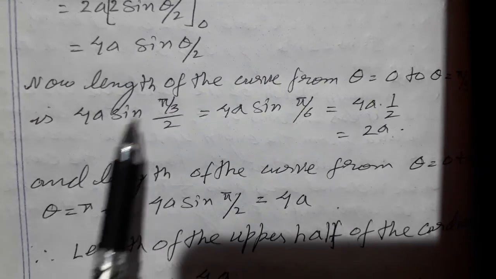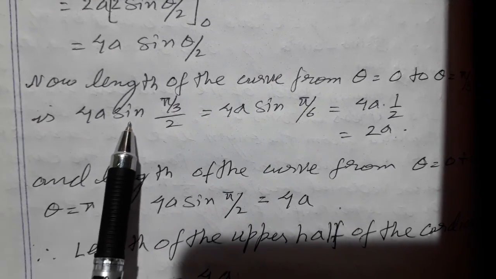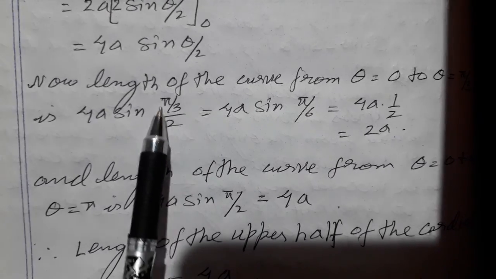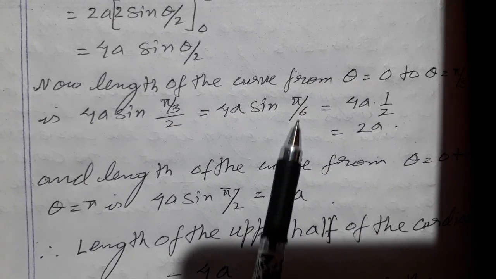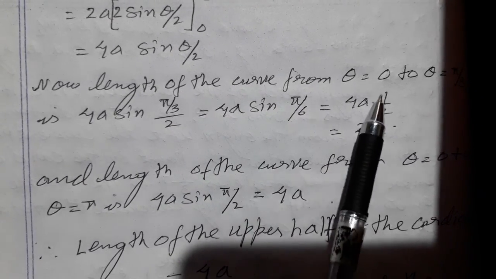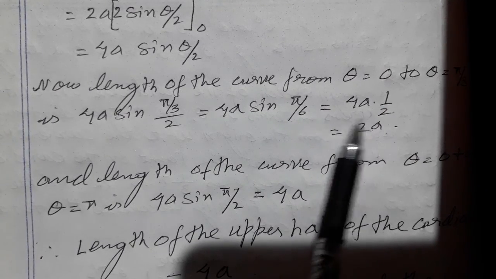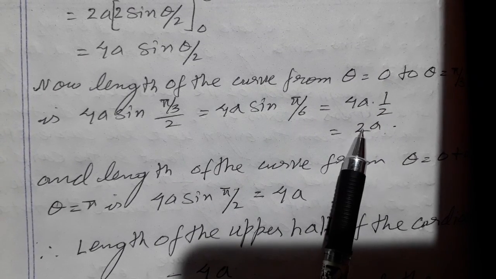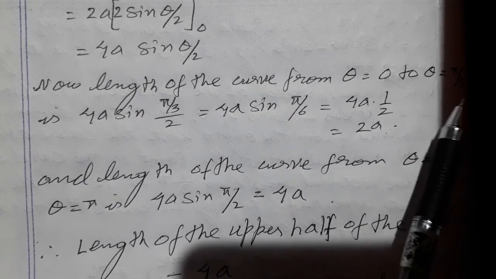If I put the value pi by 3, we get 4a sin pi by 3 by 2. That is nothing but pi by 6, which is 30 degrees. Sin 30 is half, so this cancels and we get 2a. So the length from 0 to pi by 3 is 2a.